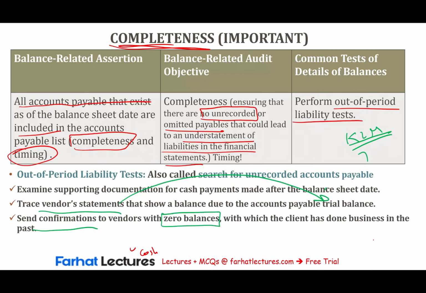So you may say, why would you send it to zero balances? Well, because if it's a zero balance, it should not be there. But if there's some other amount and they're not showing me, then the vendor would say, no, they owe us this amount of money as of 12/31. So I would look for zero balances. They say we don't owe them anything, and I would send them invoices with which the client has done business in the past. And basically, I'm asking the vendor to tell me if they owe them anything.